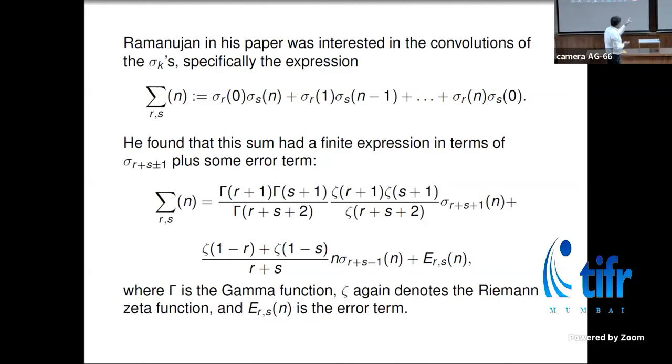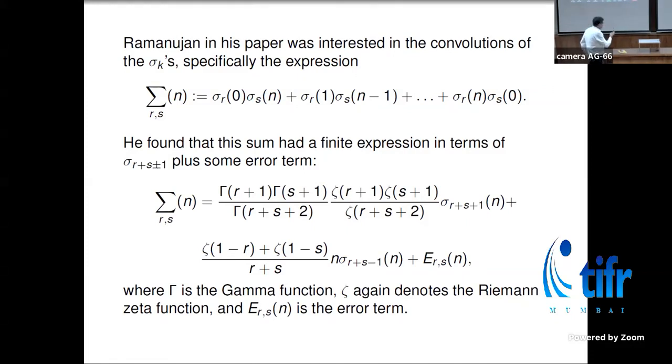And then r plus s plus 1 and r plus s minus 1 are also both odd. So somehow you look at this convolved sum and write it in the following way, and then there's an extra term which you don't quite know about, and that is the error term. So you write it in terms of the first two main terms, and then Ramanujan calls it E_{r,s}(n), and the gamma is the usual gamma function, and zeta is the Riemann zeta function. And E_{r,s} is some error term.